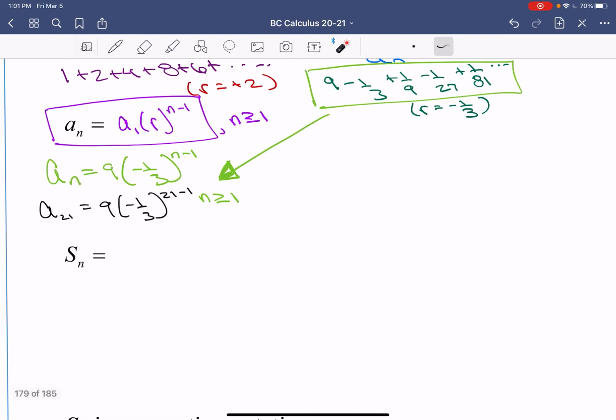A sub n should not be confused with S sub n. S sub n means the same thing as it did before. This is the nth partial sum.